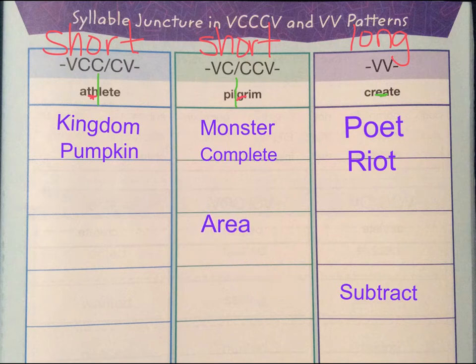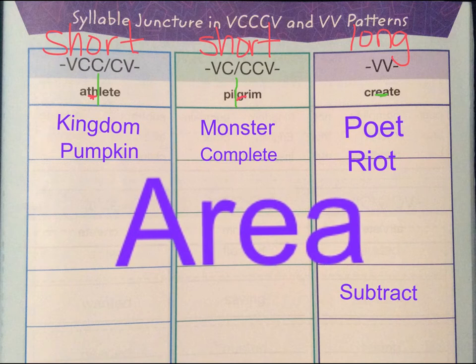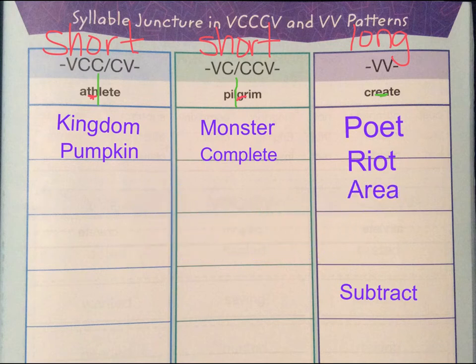Let's look at our next word, area. Area. So if we look at area, we can hear that long vowel sound that comes from the E, area. The E is saying its name. We also notice that we have the E and the A right next to each other. So we have a vowel that has the long vowel sound, and we have two vowels next to each other. So that tells me that area goes in the third column.